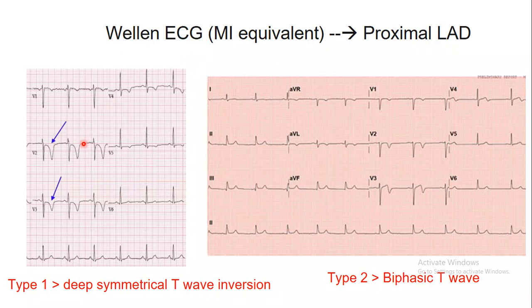It has two types. Type 1 is defined by deep symmetrical T wave inversion in the precordial leads, like this one, and type 2 entails a biphasic T wave in the precordial leads, like this one. If we see this pattern in a patient presenting with acute chest pain, even if the chest pain has resolved, we should undergo an invasive approach with urgent coronary angiography for such a patient.